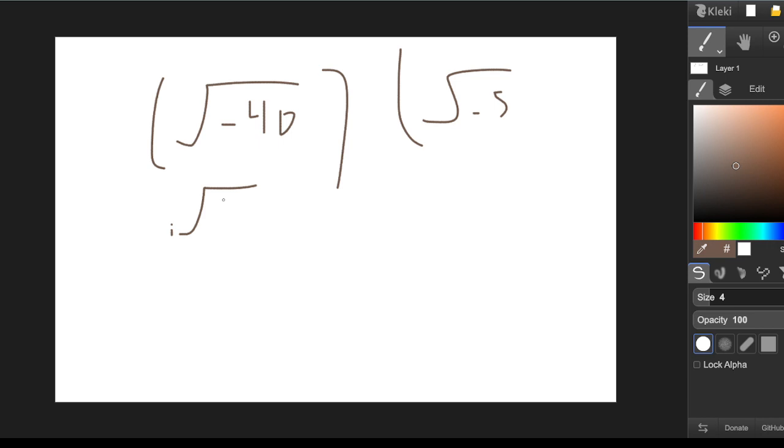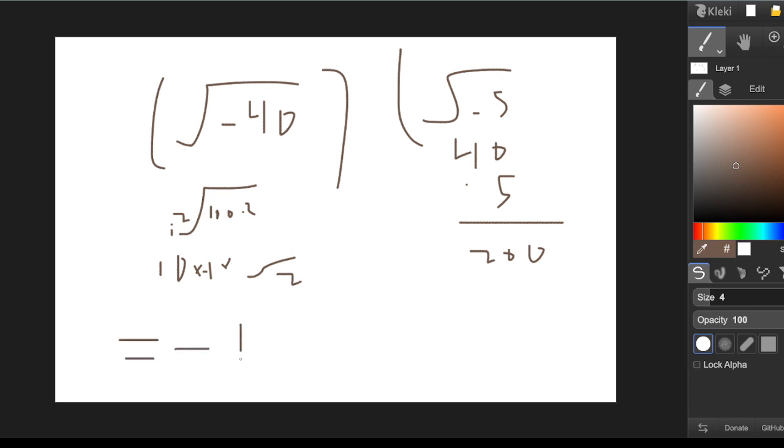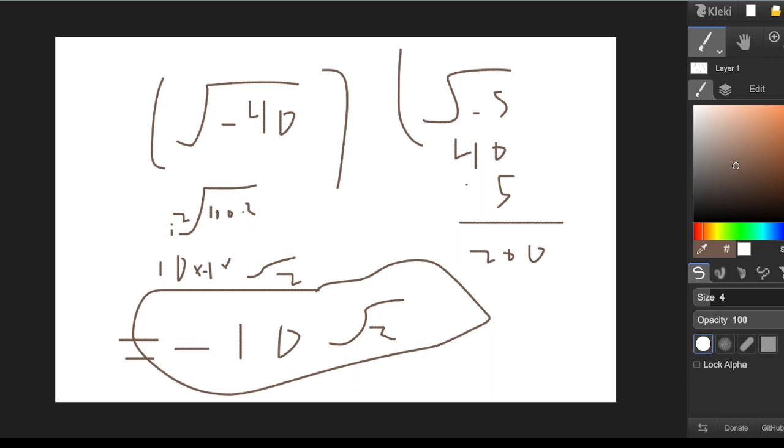So 40, and what's 40 times 5? I'll do that part right here. 40 times 5 looks like 200, right? So I can write that as 100 times 2. 10 i. Oh, sorry. So then I square that because i and i. So 10 times negative 1 times the square root of 2, which is negative 10 root 2. Yeah. There we go. Negative 10 root 2.